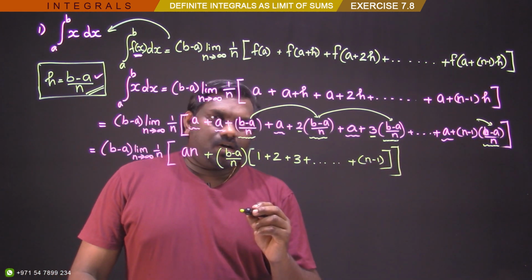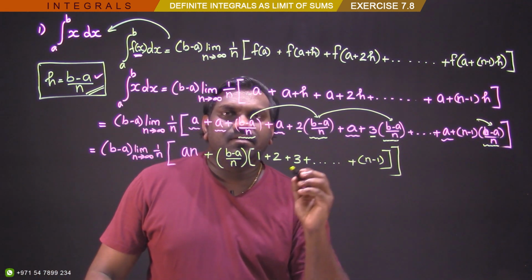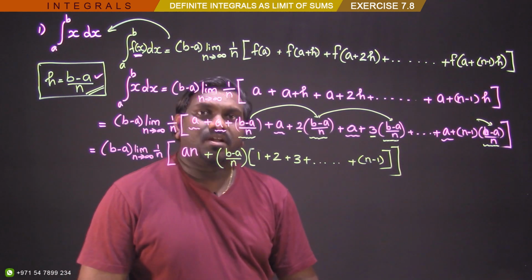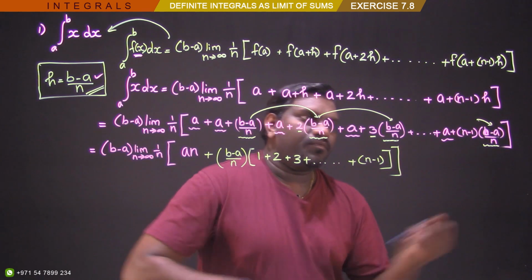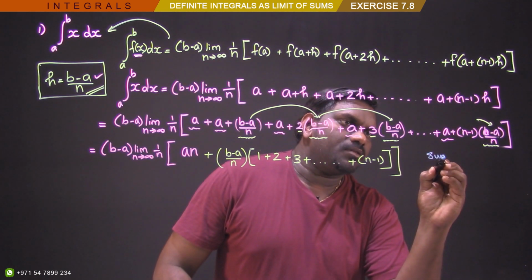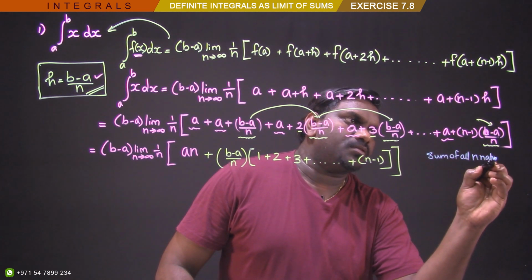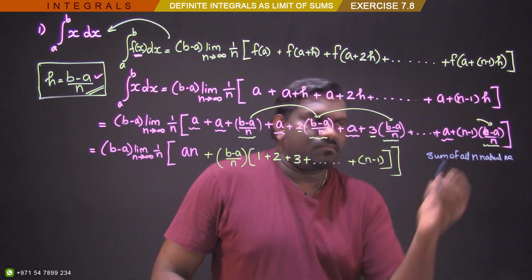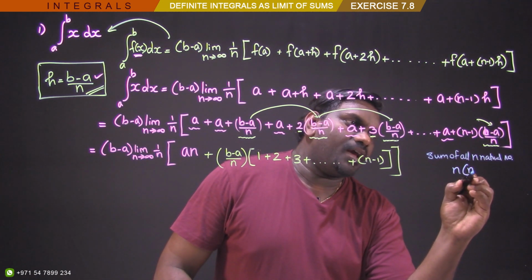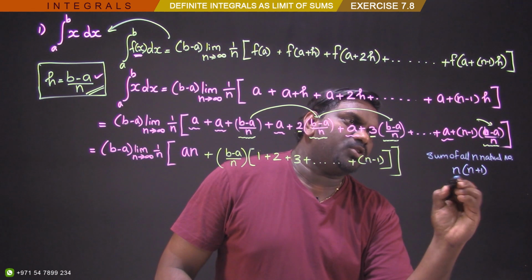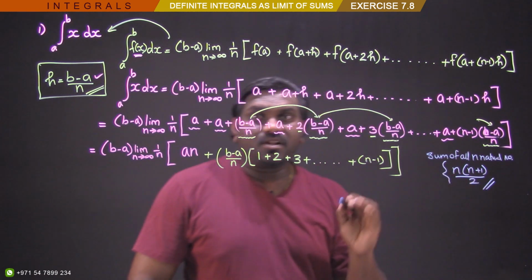Now what I told you over here. What is this one? Sum of all n integers, like natural numbers. What have we learned about the sum of natural numbers? Sum of all n natural numbers, what is it? It's going to be n into n plus 1 by 2. Do you remember? This is the sum of n natural numbers.